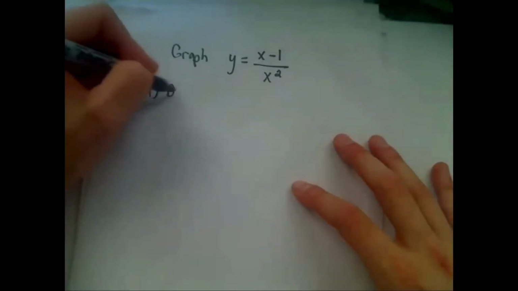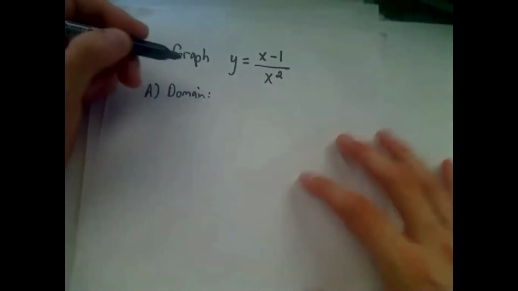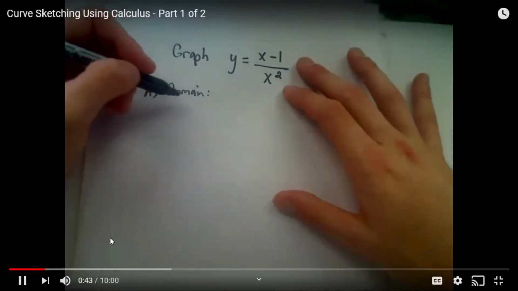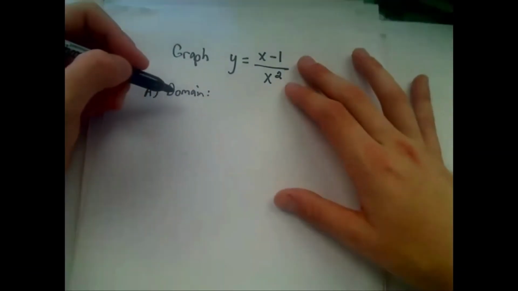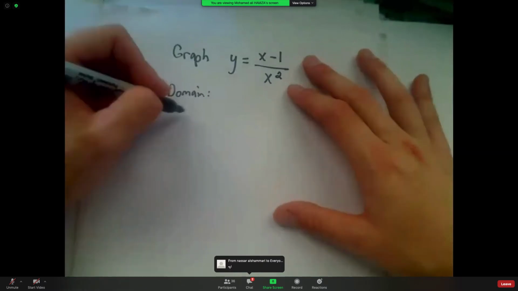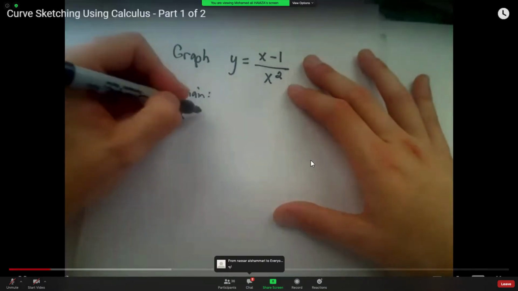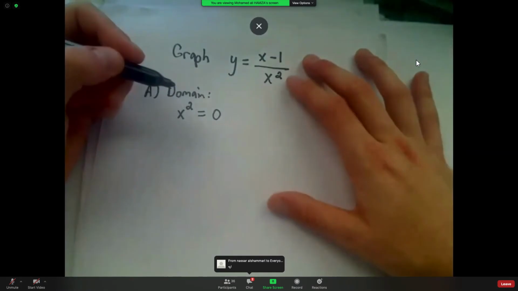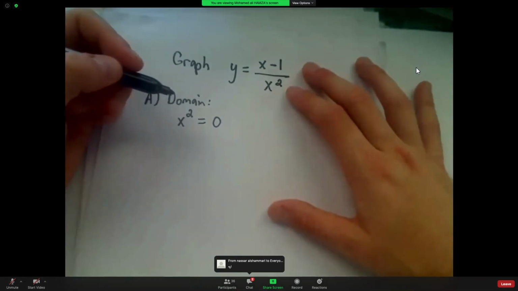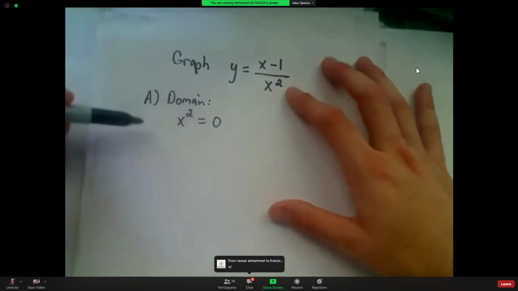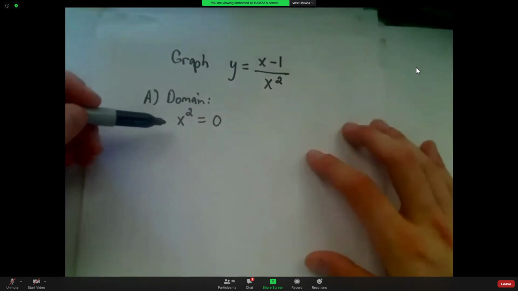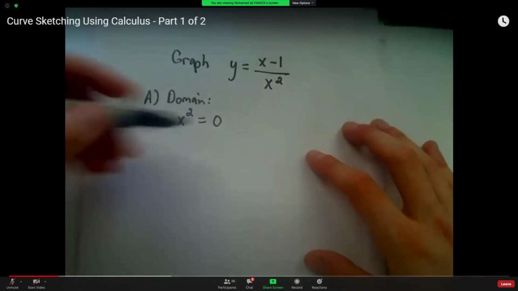The first thing we want to discuss is the domain. And for this particular type of function, it's a rational function. And again, for a fraction in general, you don't want to be dividing by 0. So it looks like the only value that would be excluded from the domain of this function would be the value of x that makes the denominator 0. So that's what I'm doing, simply setting the denominator equal to 0.